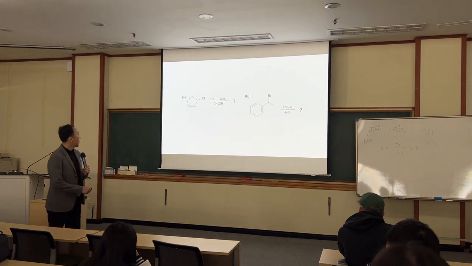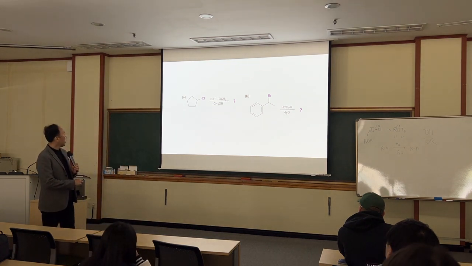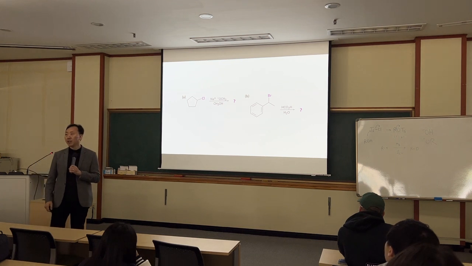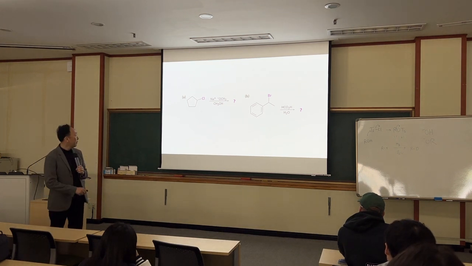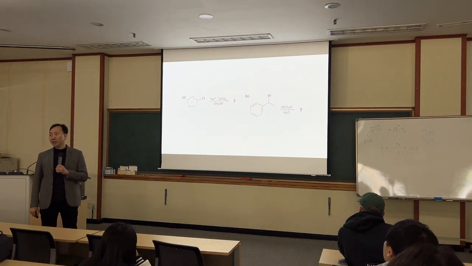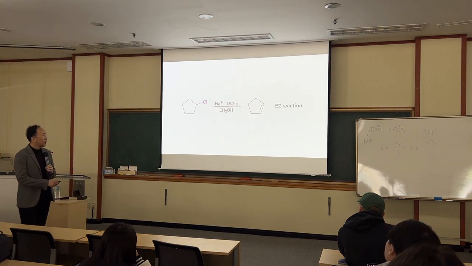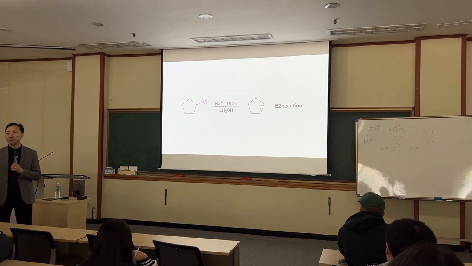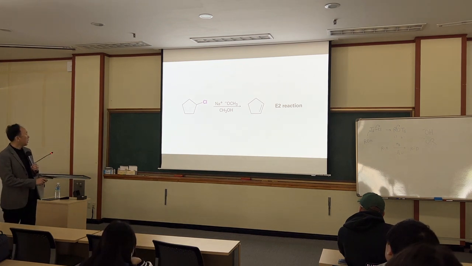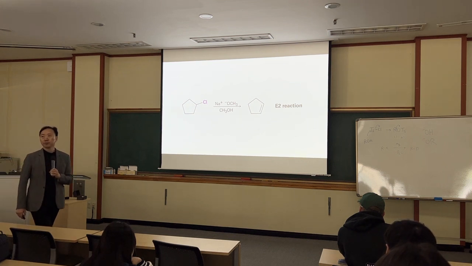Maybe two possibilities. This can attack maybe here and then push this out. Then SN2. But this is very hard and looks like a strong base. The main product is the E2 product. Attack this proton here and then push. Okay.